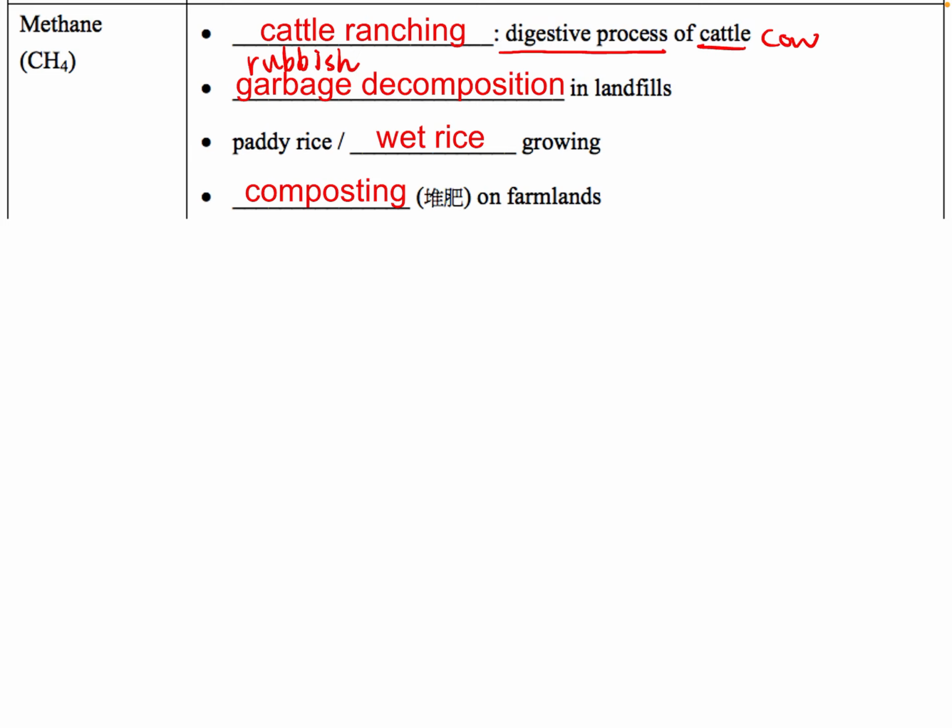So when we put the rubbish in the landfill site, the decomposition process (分解) will naturally emit some kind of gas. It's called methane. In some landfill sites, some governments will collect the methane. Methane in a good way can be used to generate energy, but in a bad way, the methane emitted out will cause the problem of global warming. Once you put a lot of rubbish, it will create methane.